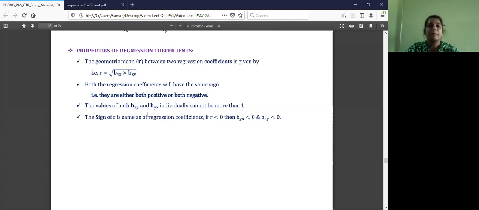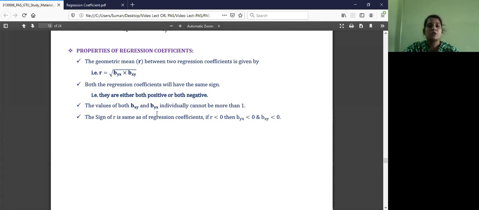The next property is that the values of both byx and bxy individually cannot be more than 1. Got it? The values of byx and bxy both cannot be greater than 1. And the last is the sign of r is the same as that of the regression coefficients. That means, if r is less than 0, then byx is less than 0 and bxy is less than 0. For example, we have the value of bxy equal to minus 0.35 and byx equal to minus 0.75.